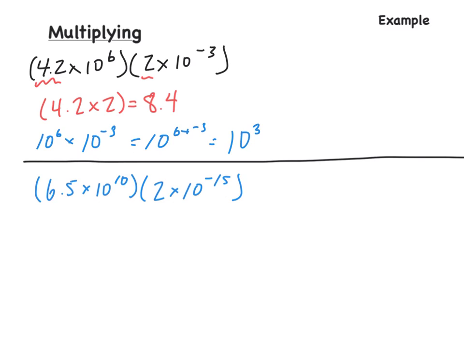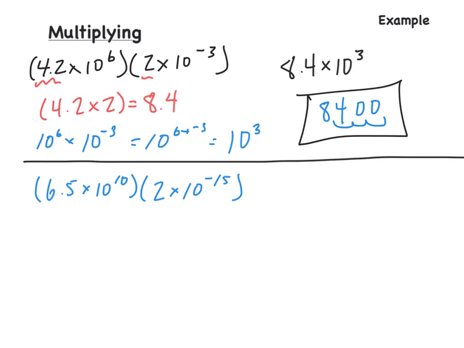Now all we have to do is combine it. So we have 8.4 times 10 to the third, because I took the 8.4 from here because we multiplied these, and then I took the 10 to the third from here because we multiplied those. Now I want to see what it is in standard form. Decimal point is here. Move it 3 places to the right. 1, 2, 3. Add the zeros. So our answer is 8,400.